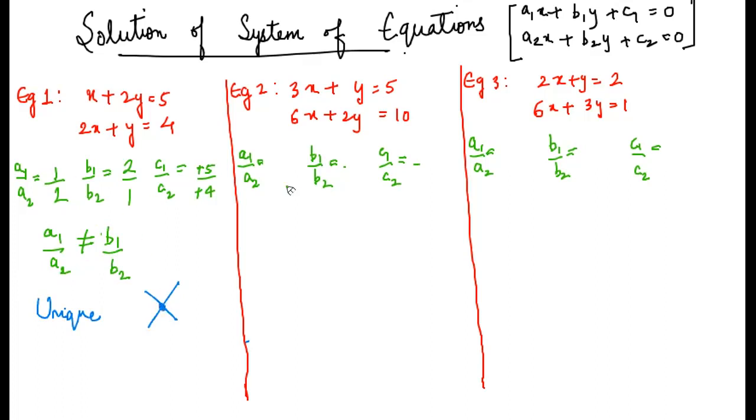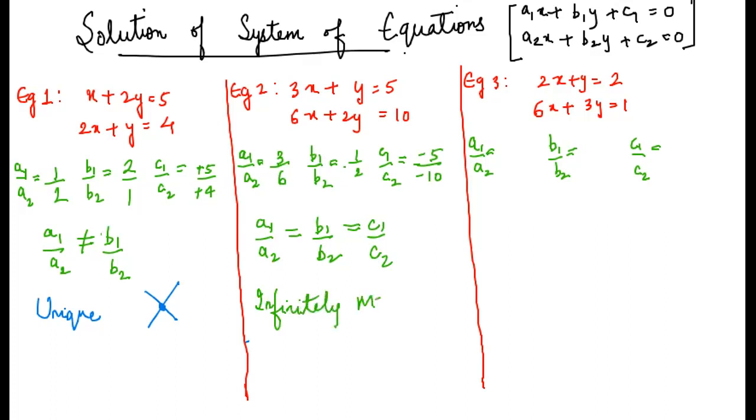Now coming to the next example, a1 by a2 is 3 by 6, b1 by b2 is 1 by 2, c1 by c2 is minus 5 by minus 10. So here when we simplify, we get a1 by a2 is equal to b1 by b2 is equal to c1 by c2. So all of them are equal, which means they have infinitely many solution. So here, infinitely many solution, the lines coincide each other. They are on top of each other, which means they have infinitely many solution.